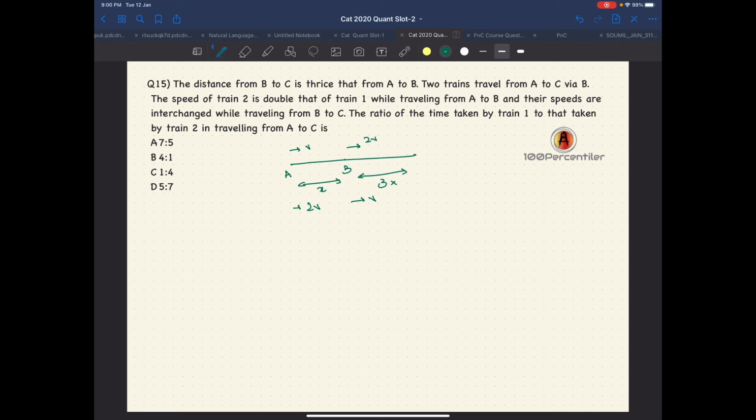The ratio of the time taken for train 1 versus time taken for train 2. So this is an easy one. So we simply do time is equal to distance upon speed. And this is 2.5x upon v. This is x upon 2v plus 3x upon v, which is 3.5x upon v. Therefore, 2.5 upon 3.5, which is 5:7 is the required ratio.